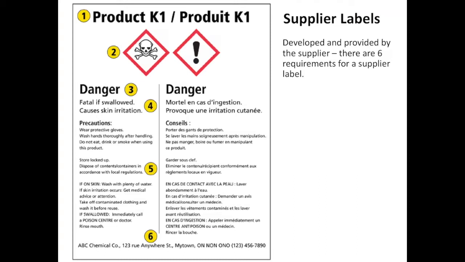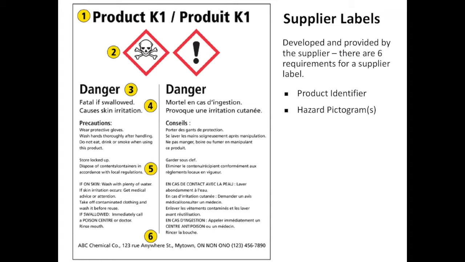We'll look in detail at a supplier label first because it's the most informative. These labels have to be made by the supplier, and there are 6 requirements for these labels. Number 1 is a product identifier. This is the name that the company that's supplying the chemicals is calling it. So for most chemicals that we'll be encountering, they'll be pure chemicals, so things like hydrochloric acid, but it can also be whatever trade name that the company is calling their chemical mixture.